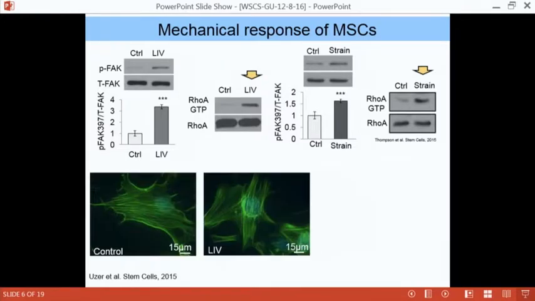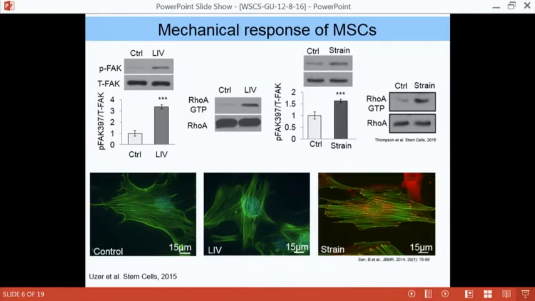We also look at how these cytoskeletal changes happen using imaging techniques. Here is a control cell. Green is the actin cytoskeleton, and blue is the nucleus. And here is the response to strain and the response to LIV. I would like to get your attention to this area, where after vibration we have F-actin accumulation at the perinuclear area. In response to strain, we see stress fibers crossing across the cell.